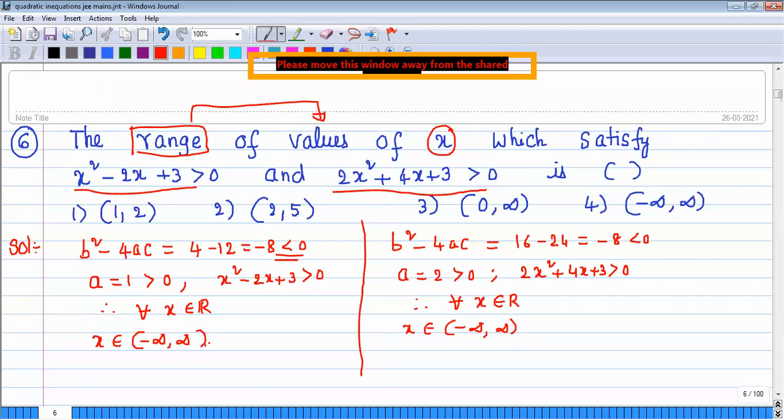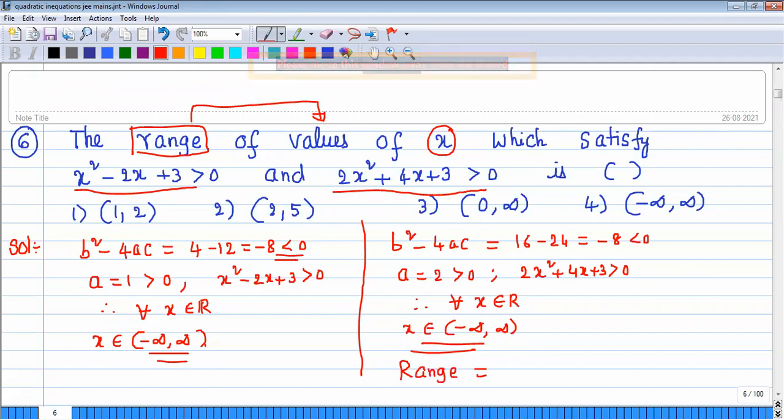So that means the intersection of these two is the combined solution. Range is equal to (-infinity, infinity). This is the answer. Fourth option is the right option.